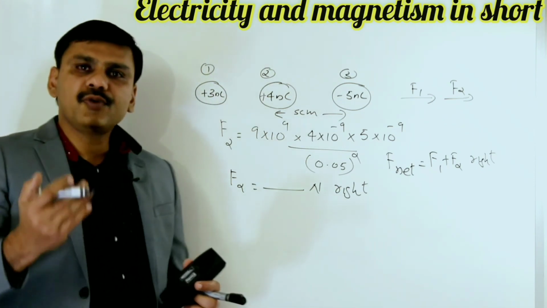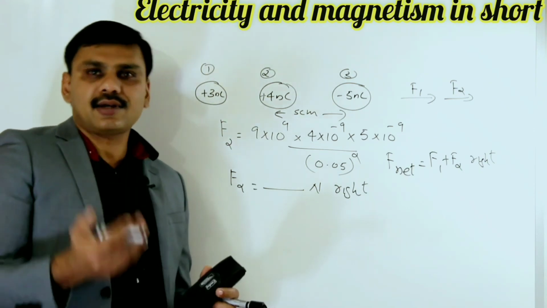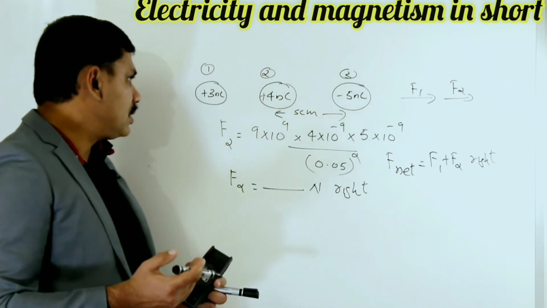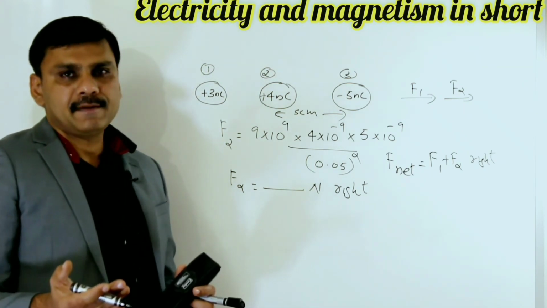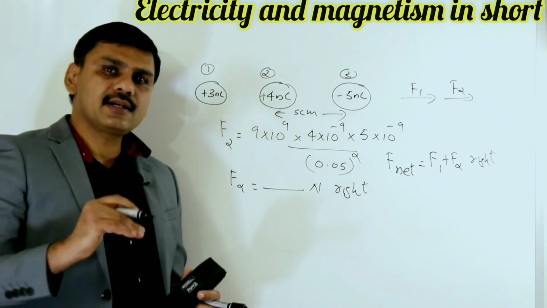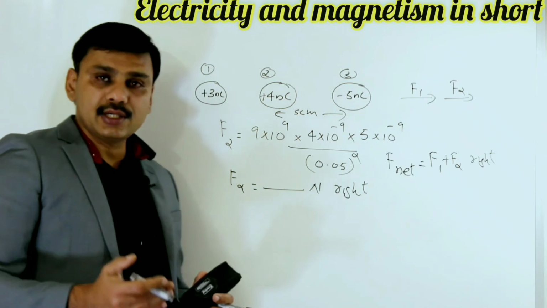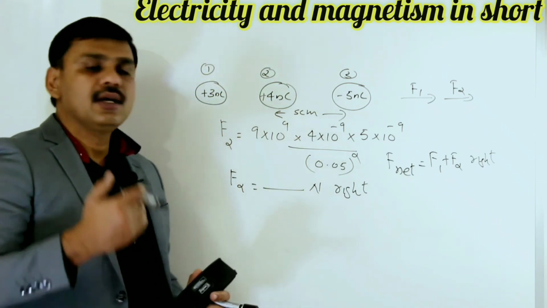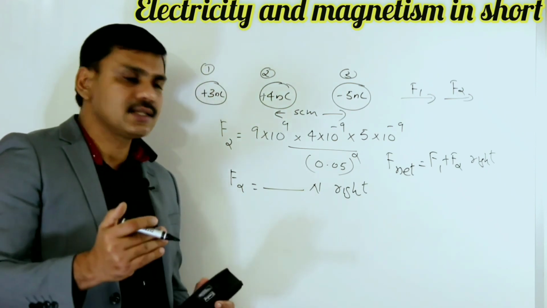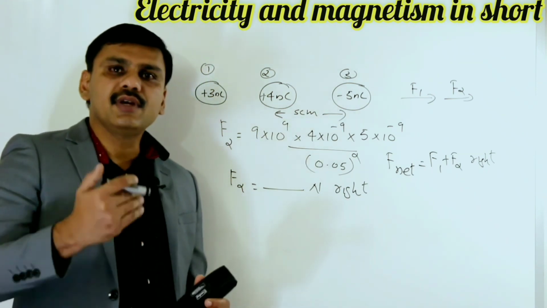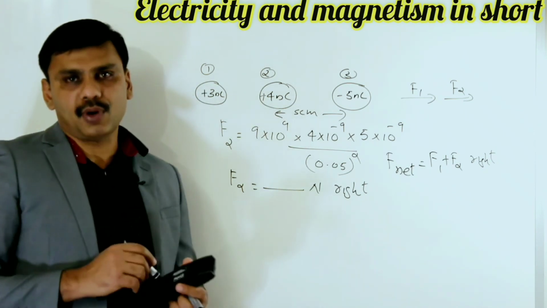So here the two forces are towards right. One is repulsive, another is attractive. So the second charge is repelled by the first charge towards right. And the second charge is attracted by the third charge towards right. Both are towards right. So the net force will be F1 plus F2 because both are in the same direction. So we are adding and giving the same direction. So this is the way how to solve this type of problem.